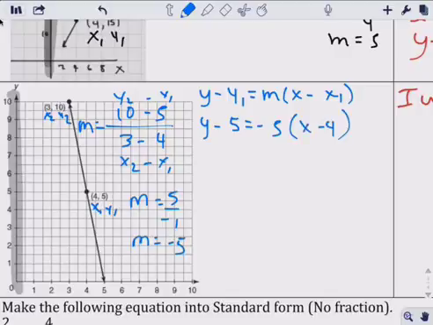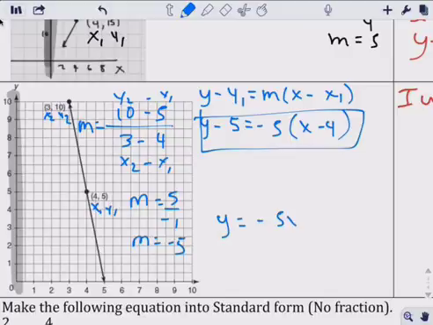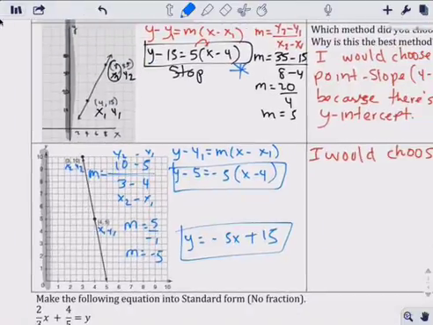I can stop here, but because point slope is a legitimate linear equation, some of you can go further and do y equals negative 5x plus 15, if you distribute and then add 5 to both sides, okay? But you don't have to, remember, you can just stop right there.